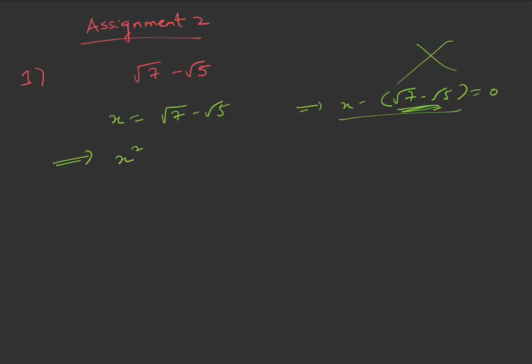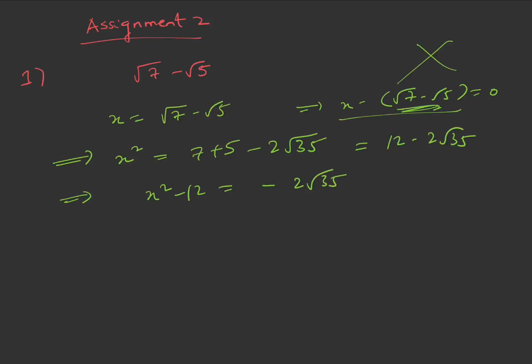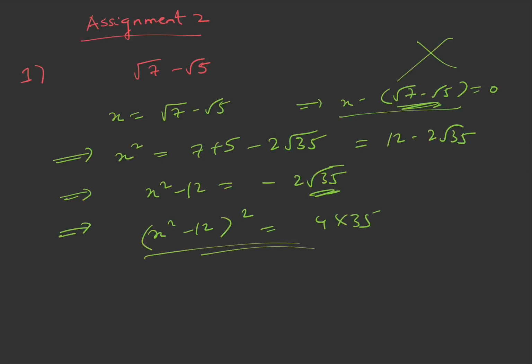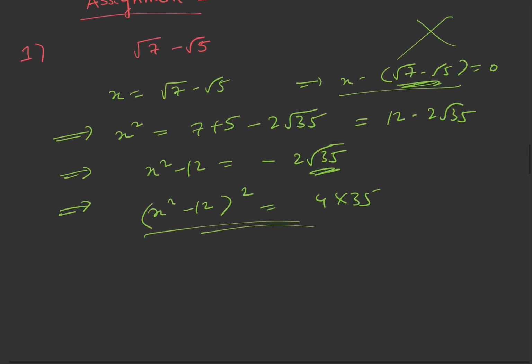So let us square it. x square would be 7 plus 5 minus 2 root 35, that is 12 minus 2 root 35. So then I could say that x square minus 12 equals minus 2 root 35, and I want to eliminate the irrationality here, root 35, so I'll just square it again. So x square minus 12 whole square is 4 times 35, and then you can simplify this and you will get the answer.